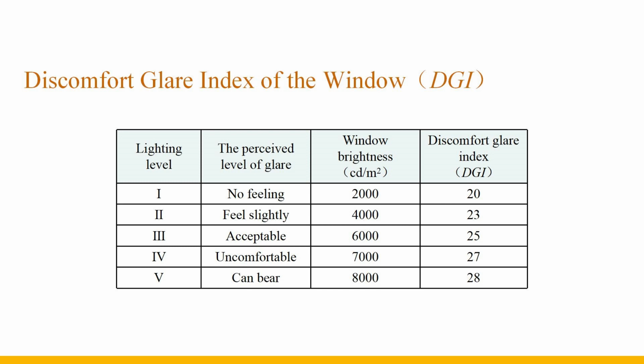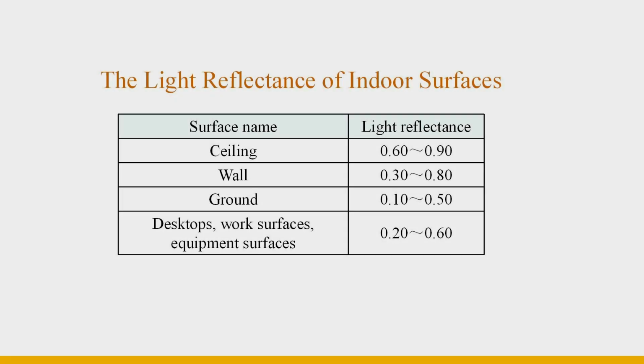For top lighting, since the glare source is not in the horizontal line of sight, the glare of the top window is generally smaller than that of the side window with the same window brightness, mainly reflecting glare. In order to make the brightness of each indoor surface uniform, each indoor surface must have appropriate light reflectance. The direction of light should be considered to avoid unfavorable shadows that affect work efficiency and visual efficiency.